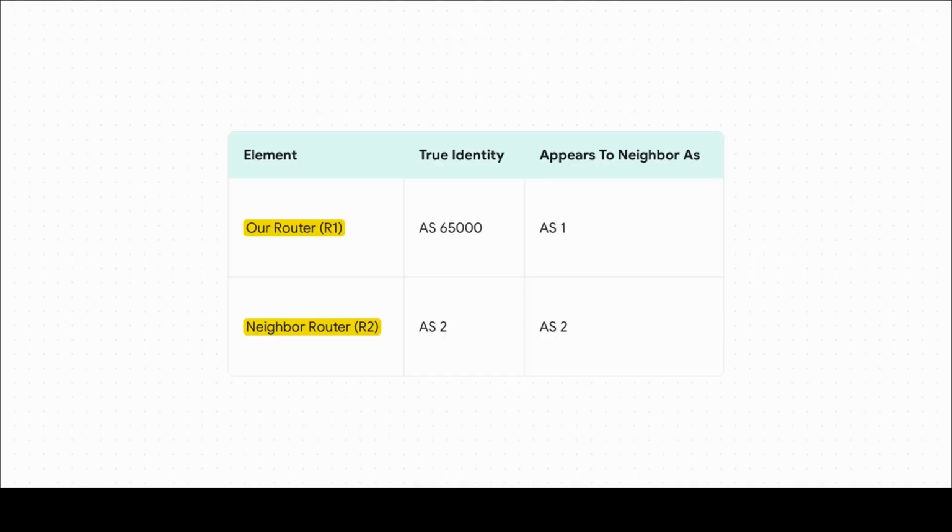All right, let's actually see this little magic trick in action. In our setup, our router, let's call it R1, is really in AS 65000. That's its true home. But when it talks to its neighbor, R2, it puts on its disguise and pretends to be in AS1. So think about it from R2's perspective. As far as it's concerned, AS 65000 might as well not exist. It's just having a normal conversation with a router in AS1. A pretty convincing disguise, right?